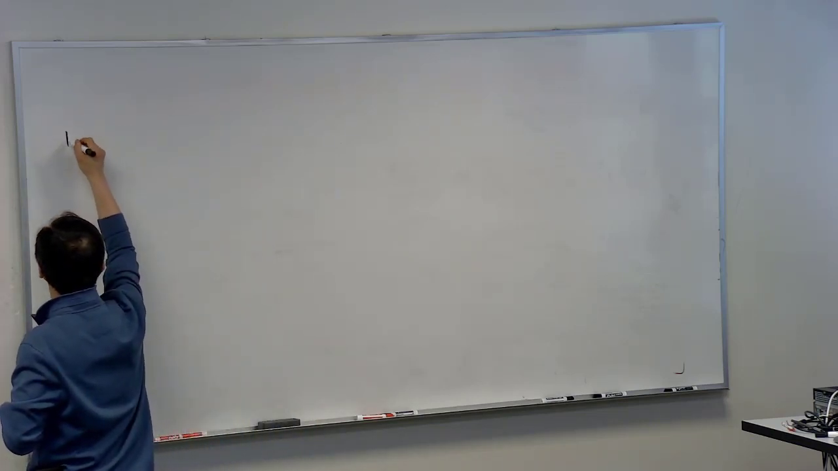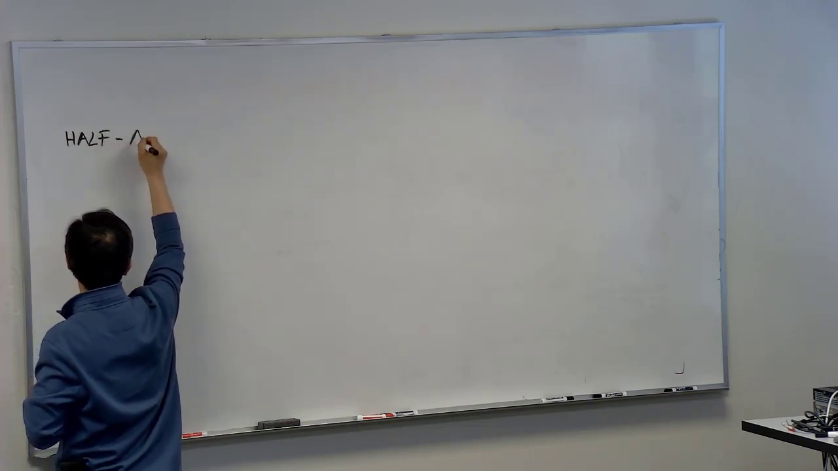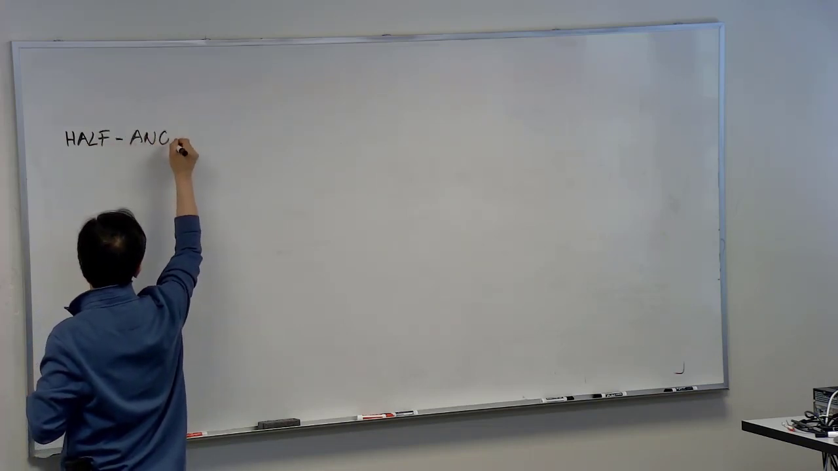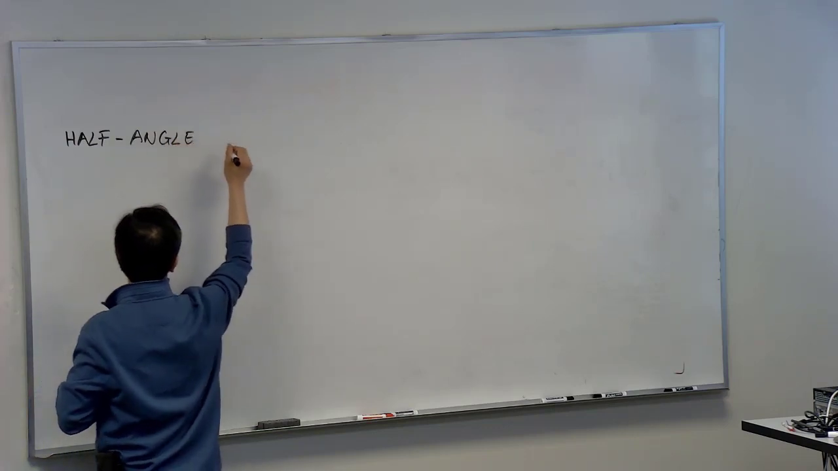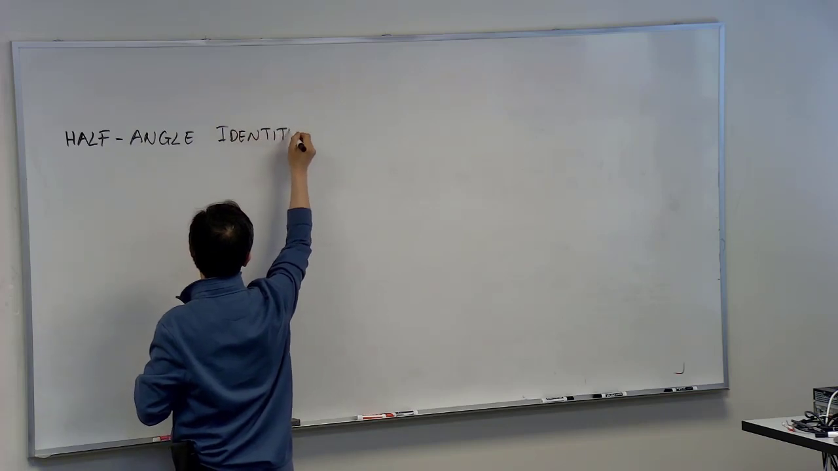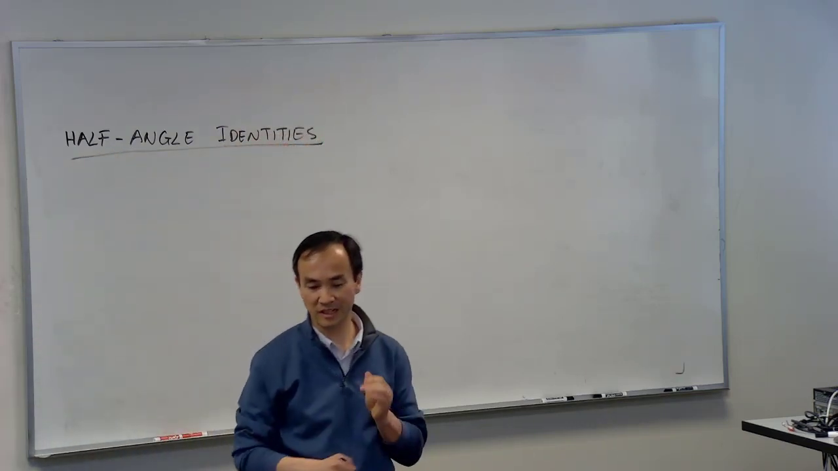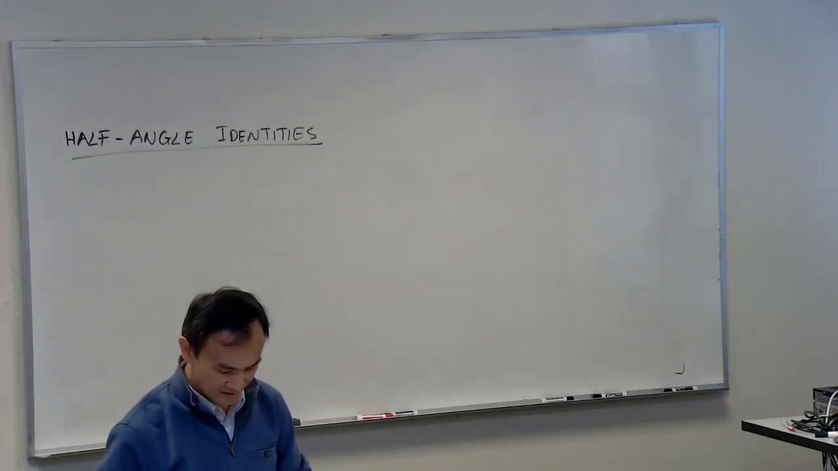Let's look at half angle. So we got double angles. Now we can look at what about those angles that are being halved. Right. Half angle identity. How to handle the half angle identity.